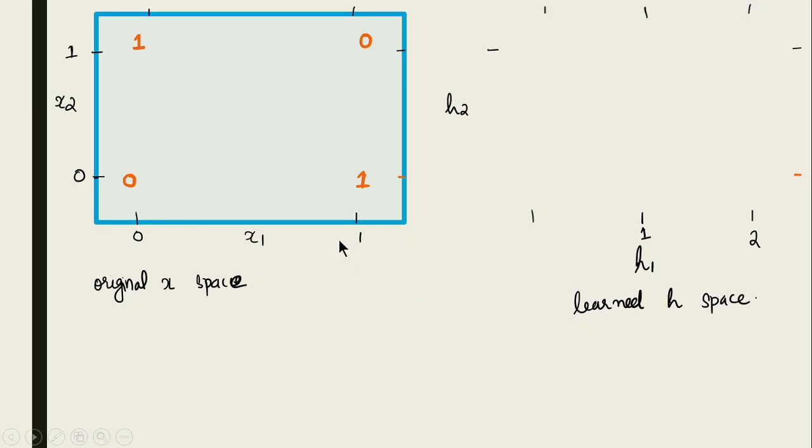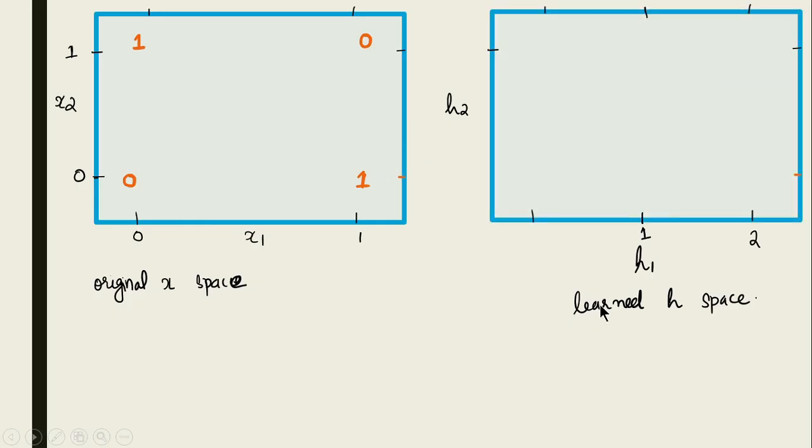Then how did we find a linear solution for this XOR problem? So this was our initial original X space with inputs and outputs. x1 and x2 are the inputs, and these values in red color are the expected output. And in this original X space, we are not able to separate it linearly.